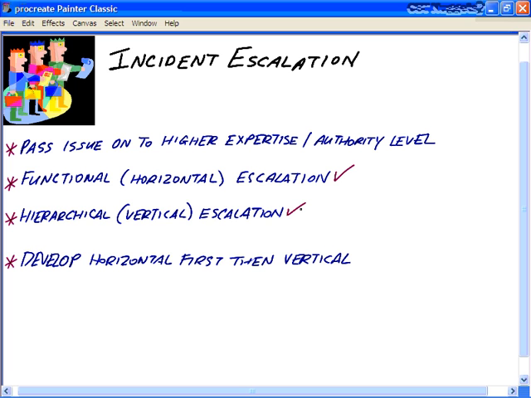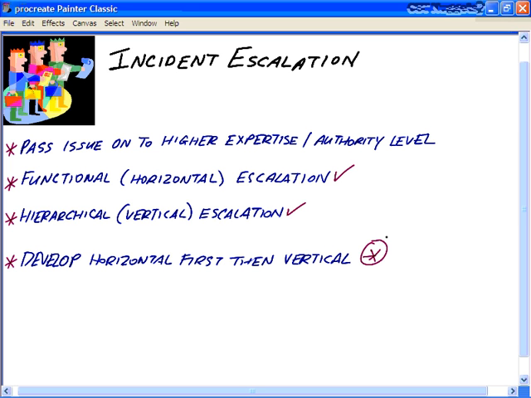Now, what we want to do from a design standpoint is fully develop the personnel and the systems of the functional or horizontal escalation first, to make sure that you have the personnel in place, the coworkers, the special skill sets, the access privileges, the individuals that have more time to allocate, before we fully develop that hierarchical escalation by creating second, third, or end tiers.